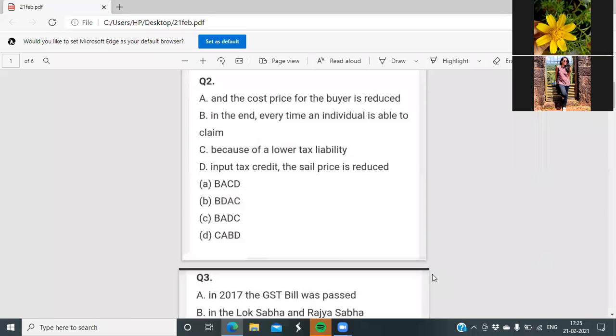Now the second part of the statement of option B is the sale price is reduced. Along with the sale price, the cost price for the buyer is also reduced because of a lower tax liability. Now you understood how we are going to link the statements?